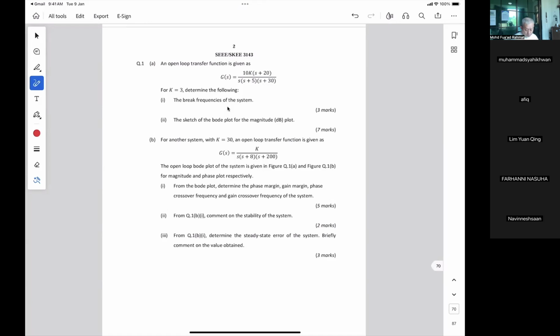The open loop Bode plot of the system is given in figure Q1a and figure Q1b for magnitude and phase plot respectively. From the Bode plot, determine the phase margin, gain margin, phase crossover frequency, and gain crossover frequency of the system. From Q1b, comment on the stability of the system. From Q1b, determine the steady state error of the system. Briefly comment on the value obtained. Thank you.